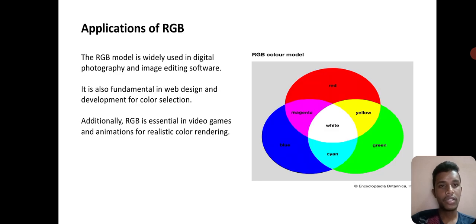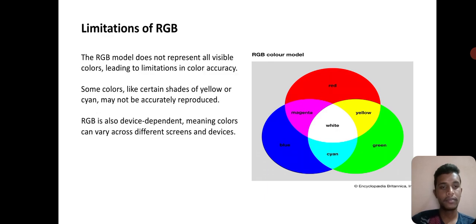And the application of RGB. The RGB model is widely used in digital photography and image editing software. It is also fundamental in web design and development for color selection. Additionally, RGB is essential in video games and animations for realistic color rendering.